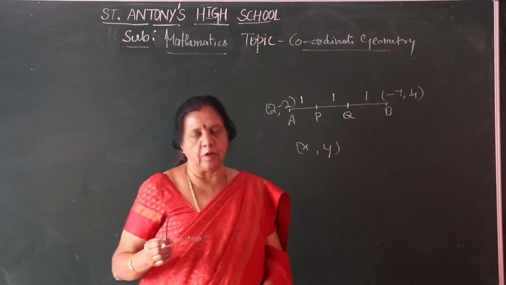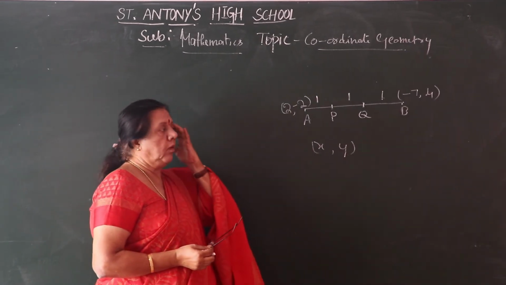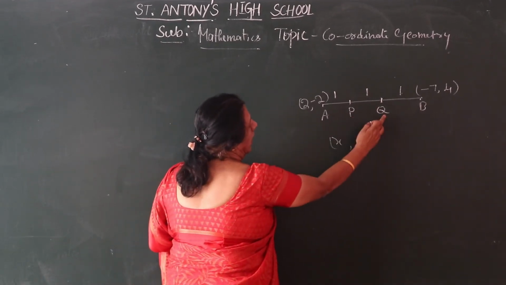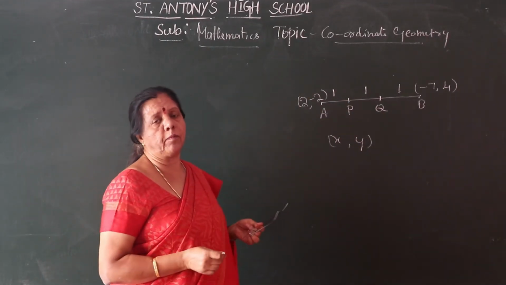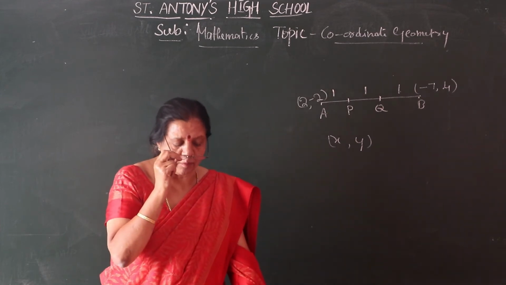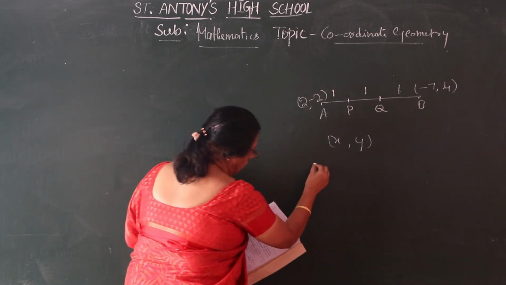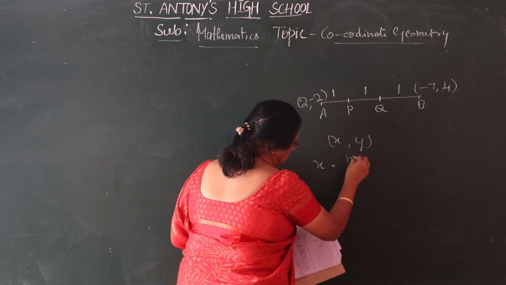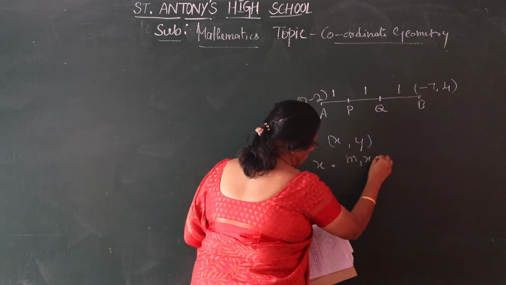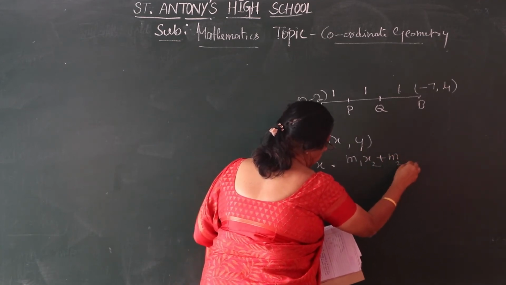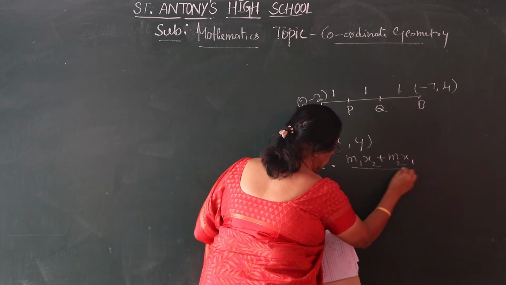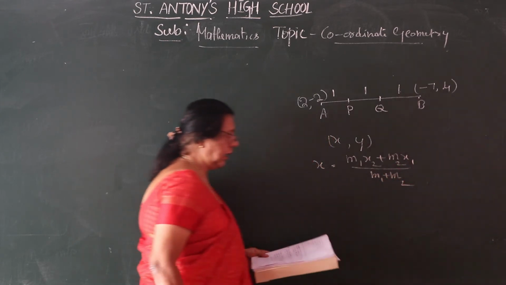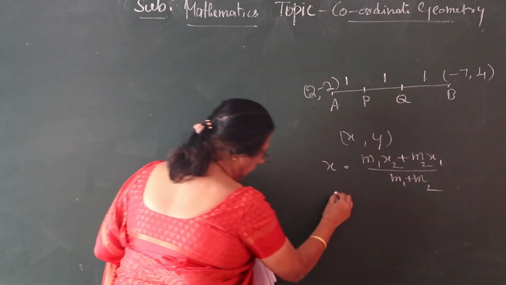So this is the problem. You have to find out the points P and Q. You know the formula very well. What is the section formula? I will write it here, you follow. X is equal to M1 X2 plus M2 X1, divided by M1 plus M2. Correct, children?